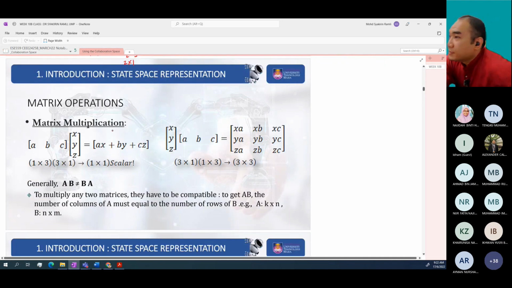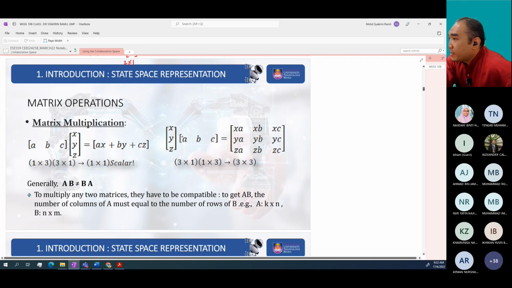Okay. So matrix operation, matrix multiplication. So we got A, B, C. Okay, matrix A, B, C. Ini adalah 1 kali 3 punya matrix, darabkan dengan X, Y, Z. Ini juga adalah 3 kali 1. Is vector of 3 by 1. And then we got the result is going to be AX plus BY plus CZ, which is a scalar value lah. Kita akan dapat scalar.